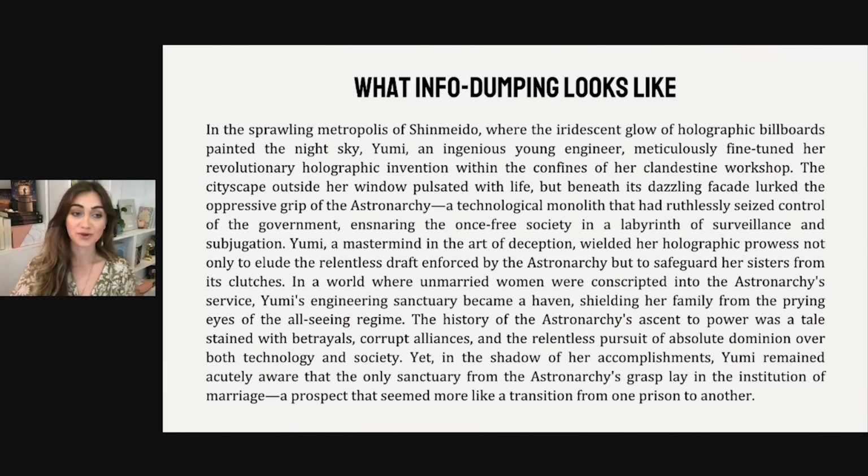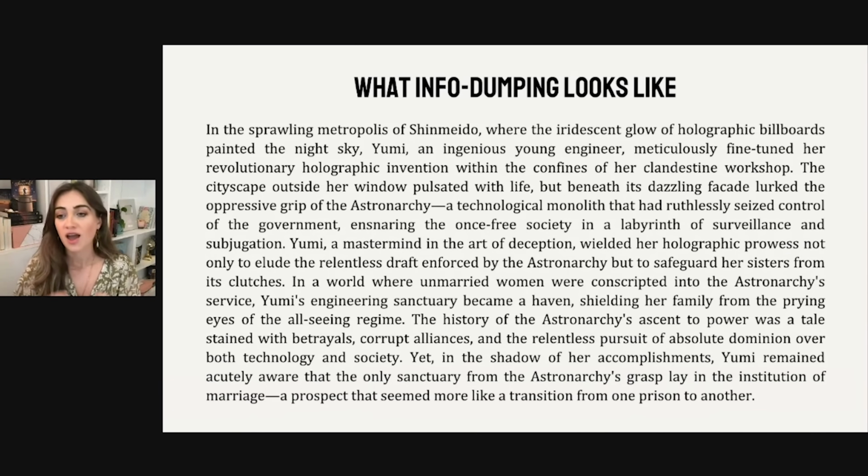Okay, so if this wasn't a book, if I opened the first page and this is what I was met with, I would be closing the book. I wouldn't even get to the end of this paragraph, honestly, because I would be gone. It is so info dumpy, so much exposition, so many descriptive words.